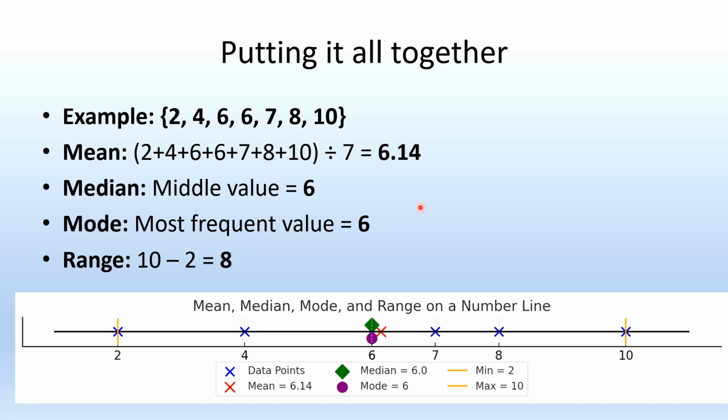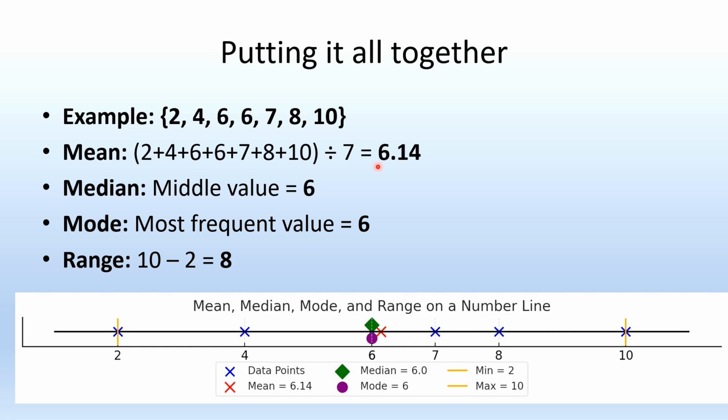Let's look at an example where we calculate all of these. Here's our example data set: 2, 4, 6, 6, 7, 8, and 10. Now to calculate our mean, we're going to sum all these up. 2 plus 4 plus 6 plus 6 plus 7 plus 8 plus 10 divided by 7 is 6.14. So that's going to be our mean.